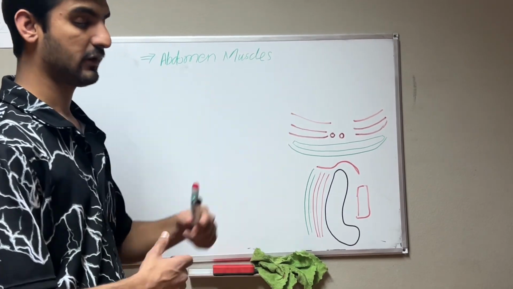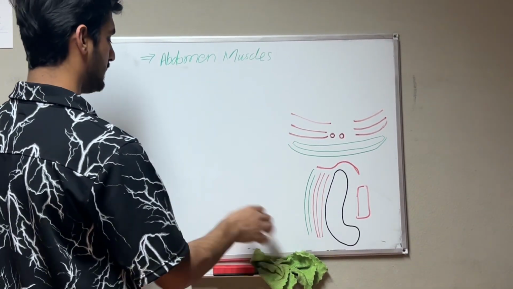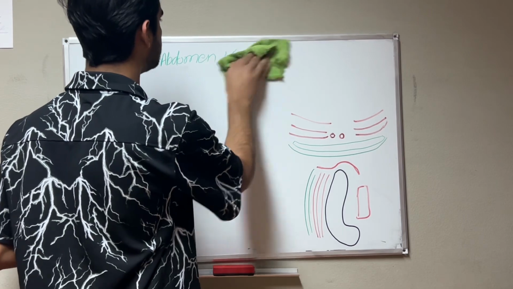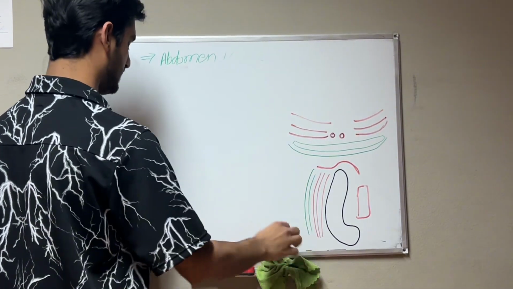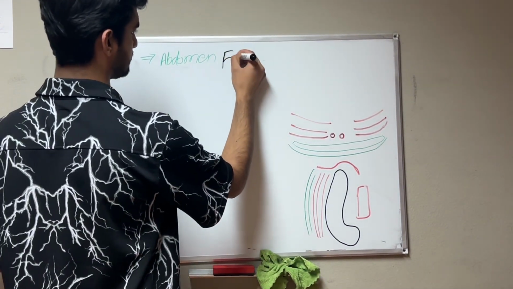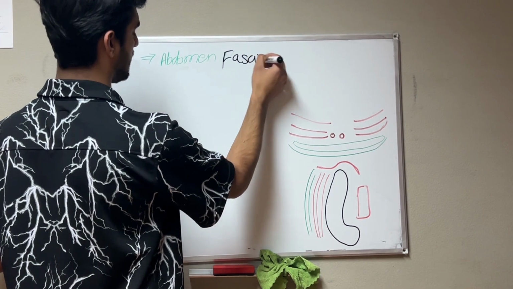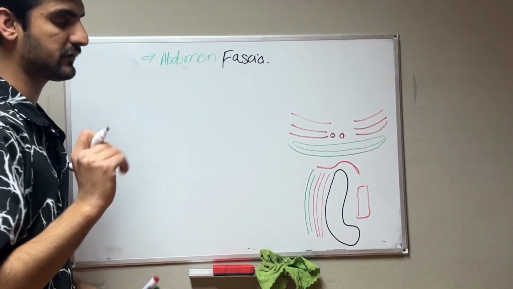Going to discuss the fascia of the abdomen. Okay, if we talk about the fascia of the abdomen, here we will write the fascia of the abdomen. We have three fascia in the abdomen.